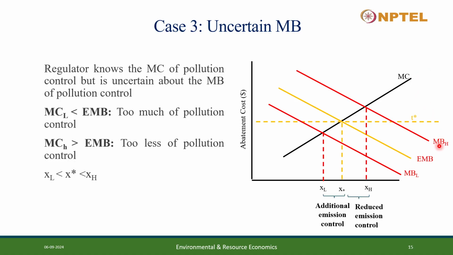Similarly, let's say the actual marginal benefit is higher than the expected marginal benefit, however, the policymaker assumed or calculated a lesser one. Then in this case, we know X star, however, XH will be the optimum level of abatement, but the firm will abate only till X star. So this XH minus X star will be the reduced emission control, which is also not efficient. So these are the two cases which we have drawn.